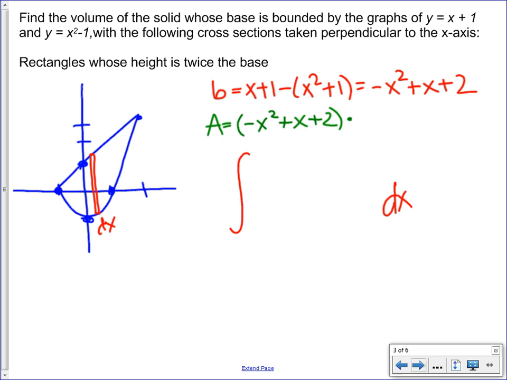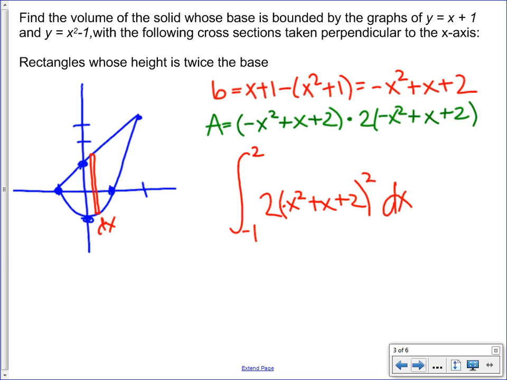Our rectangle has a height that is twice the base. So how would we describe that? 2 times negative x squared plus x plus 2. Okay? So our integral that goes from -1 to 2, we're going to put in the area of these rectangles. So I would write 2 times negative x squared plus x plus 2, quantity squared.